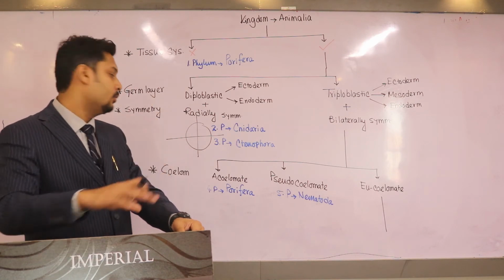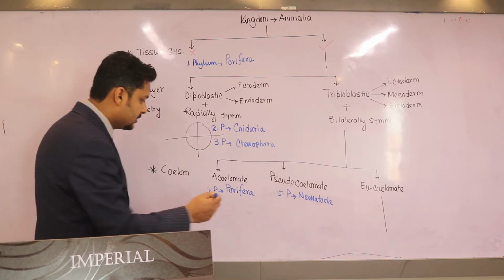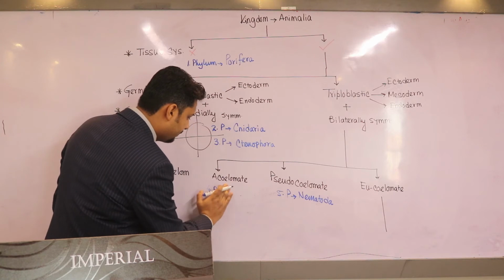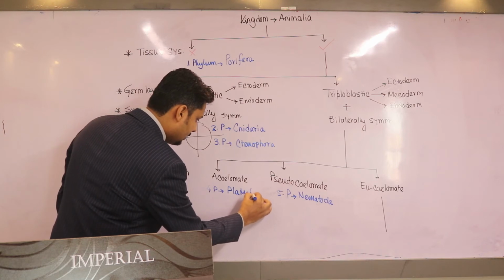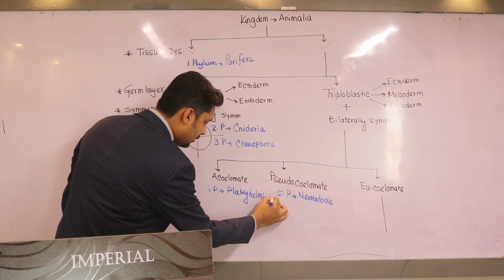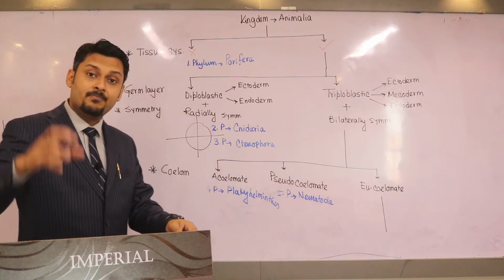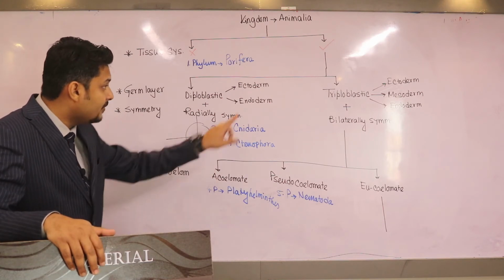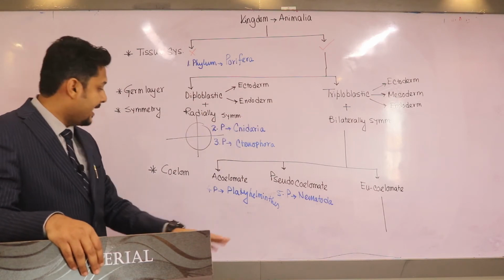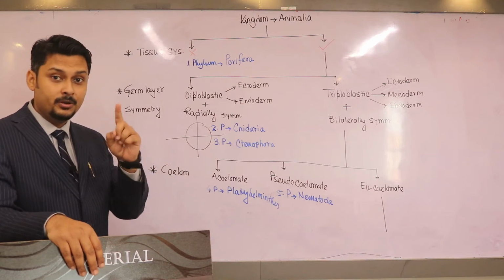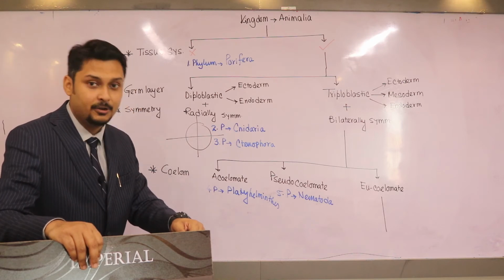But specifically, sorry, just one mistake is there. This is Platyhelminthes. For Platyhelminthes, they have the mesodermal layer, but the absence of the coelom. So actually, we can say they are acoelomates.